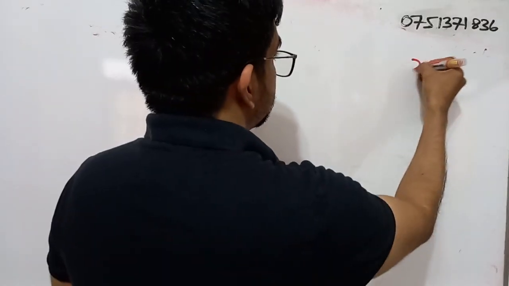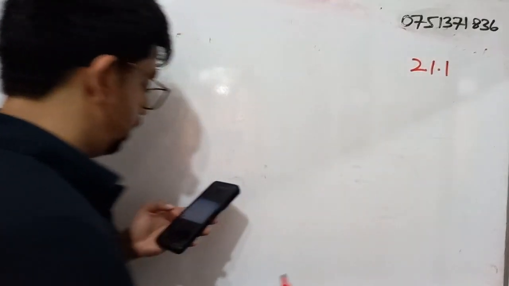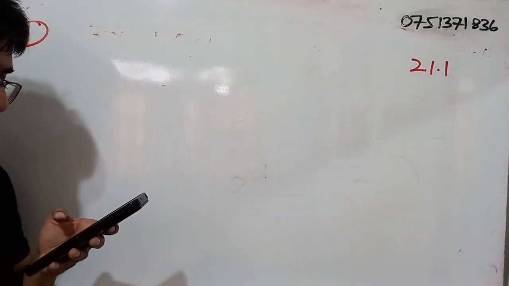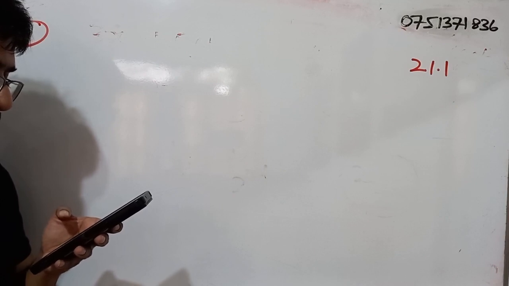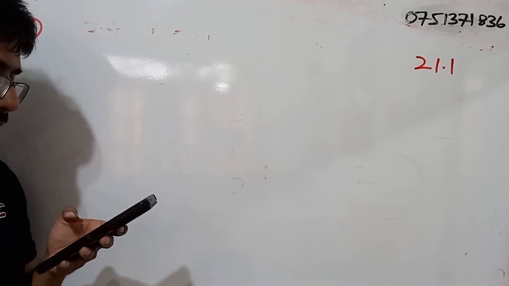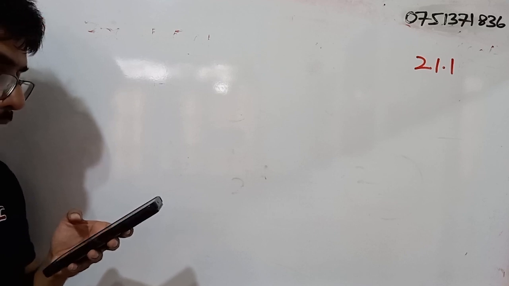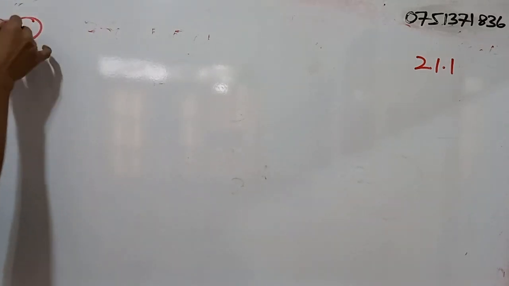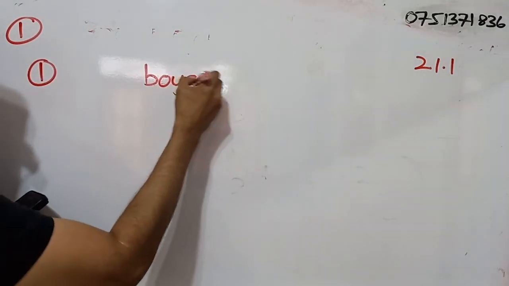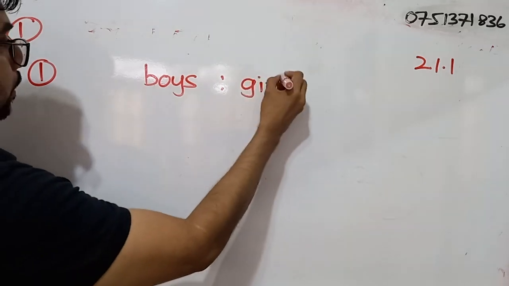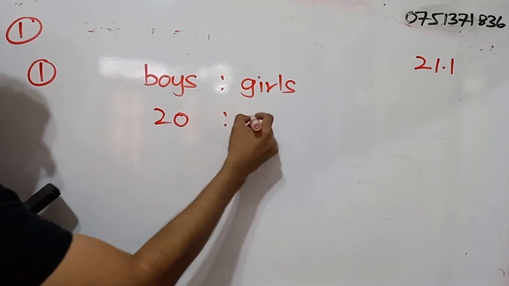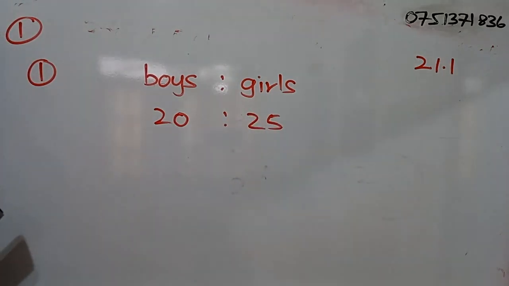Right. Exercise 21.1. Question number 1. Write down the ratio for each of the following examples and express it in simplest form. First one, the number of boys in a class is 20 and the number of girls is 25. Right. So question number 1, part 1. So we have boys to girls. Right. So the number of boys are 20 to number of girls are 25.